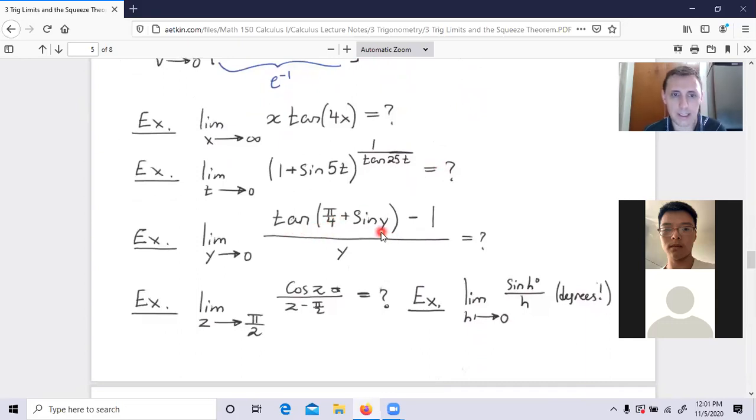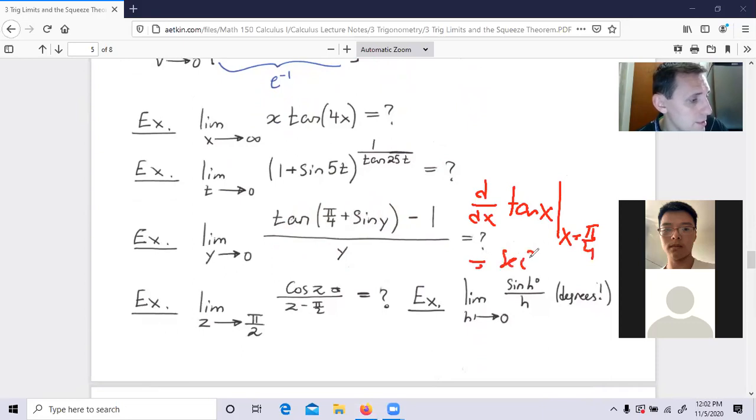Well, next is this limit. That's nothing more than the definition of the derivative of tangent at 1, because sine of y and y are going to 0 at the same rate. So it's the definition of the derivative of tangent at, not at 1, sorry, at pi over 4, which is secant squared of pi over 4, or 2. Good?